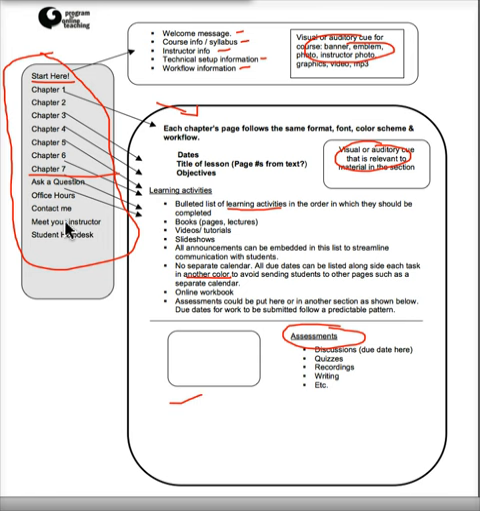Office hours, how to contact you, a little bit about yourself, the student help desk information. Those are items that you can add to the course menu after the chapter. So this is just a basic setup for how to create a chapter-based design template.